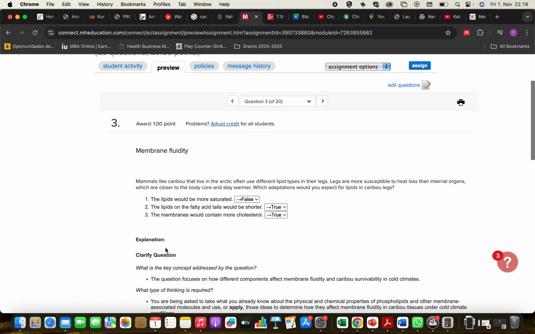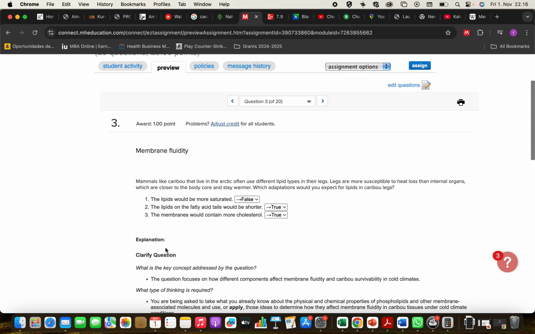So the question goes like, mammals like caribou that live in the Arctic often use different lipid types in their legs. Legs are more susceptible to heat loss than internal organs, which are closer to the body core and stay warmer. Which adaptations would you expect for lipids in caribou legs?